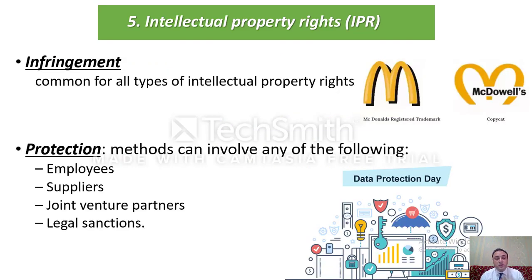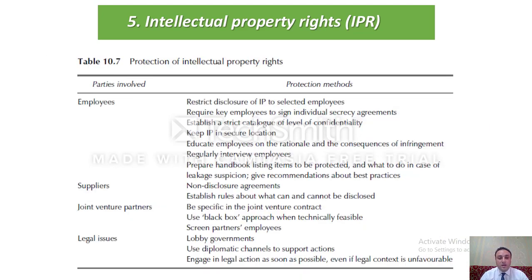So infringement is common for all types of intellectual property rights, as we see in the schedule, and the protection of this intellectual property has many methods and can involve any of the following: the employees, the suppliers, the joint venture partners, the legal sanctions, as we can see in detail here. The parties involved in the protection of intellectual property rights.